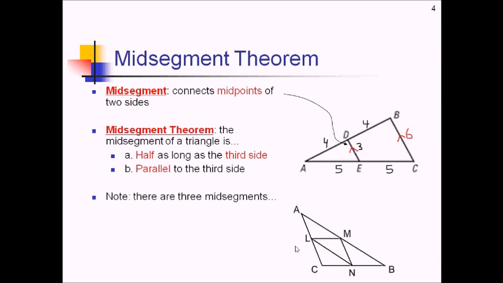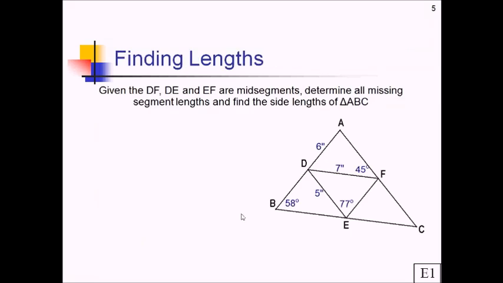And why do we care about midsegments? Well, just ask Link. Let's use the midsegment theorem to find some lengths of segments. Given that DF, DE, and EF are midsegments, I mean, we can't assume that if they didn't tell us that, determine all the missing segment lengths and find the side lengths of triangle ABC.